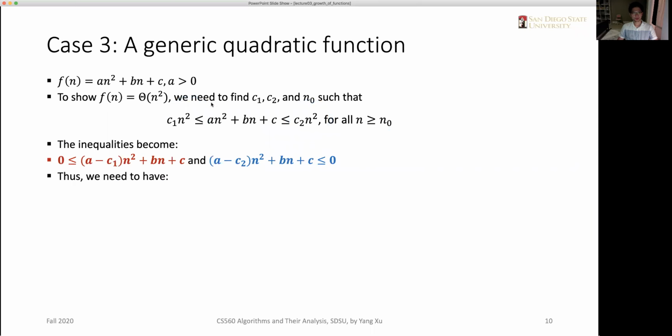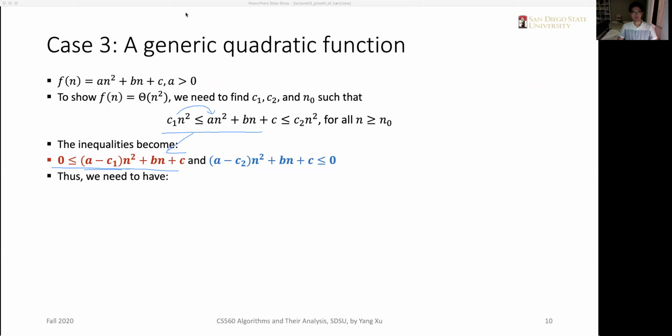Okay, so we can move around the higher order terms. We can, for example, move this term C1 into this term and combine these two terms. So we've got a minus C1 times n squared. So we've got the inequality on the left, and it becomes this way.